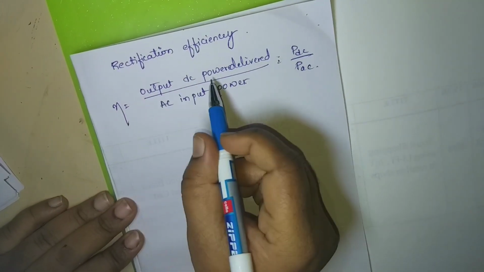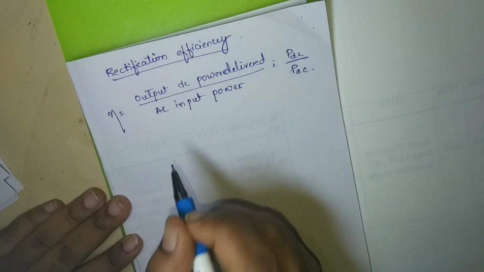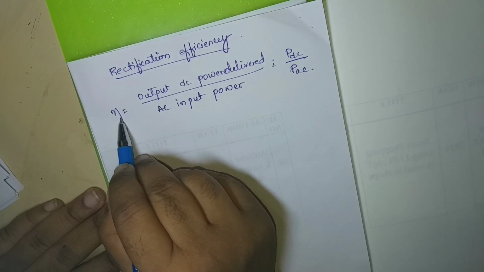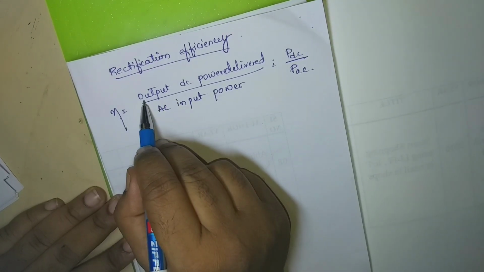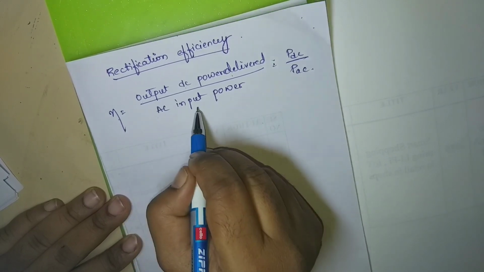The next is rectification efficiency. What is the efficiency of this half wave rectifier and how is the efficiency defined? Now, efficiency is represented by eta. It is defined as the ratio of output DC power delivered to AC input power.